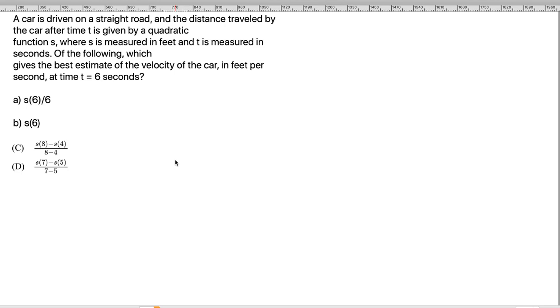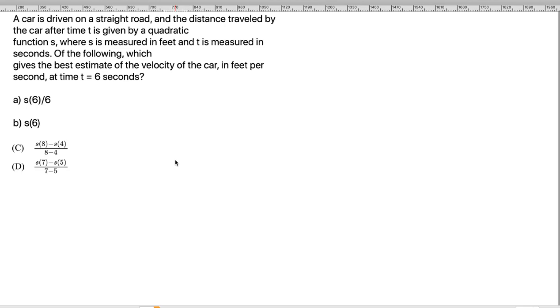Basically, if I have a time, let's say 2 seconds, t equals 2, then s of 2, the y value, will give me the distance the car has traveled after 2 seconds. And if t is 3, then s of 3 will give me the distance the car has traveled after 3 seconds. Now, which of the following gives the best estimate of the velocity of the car?